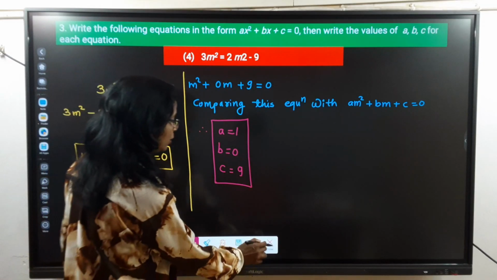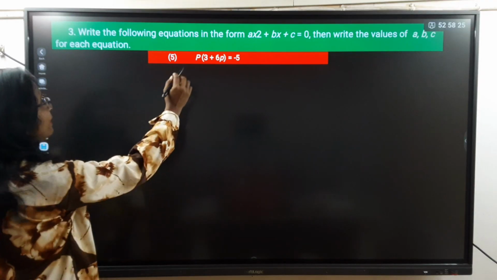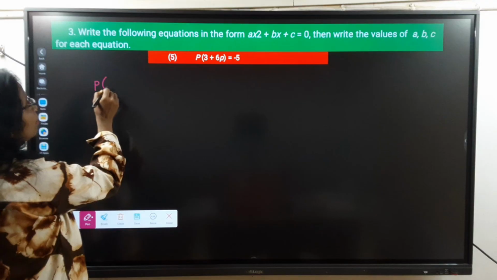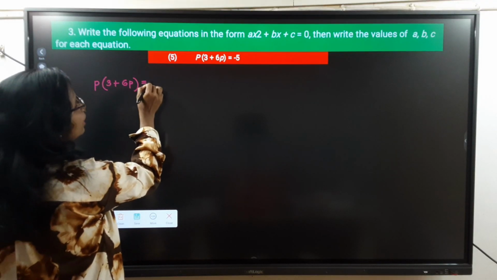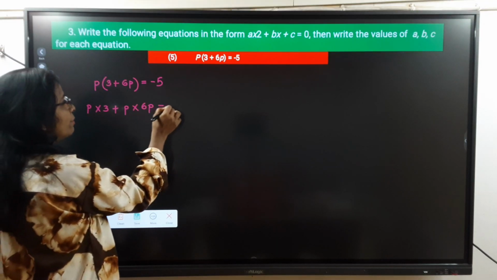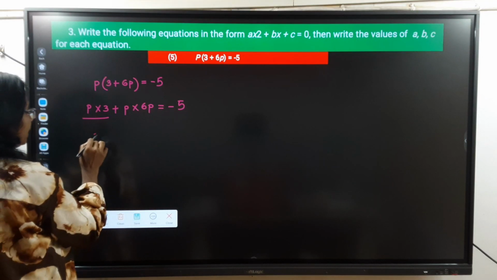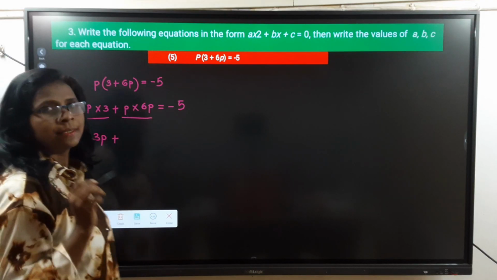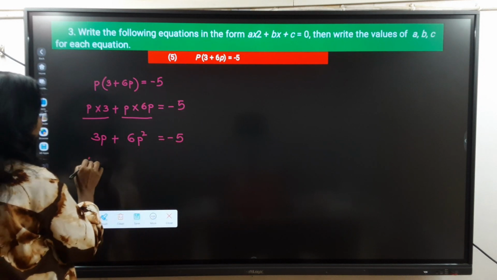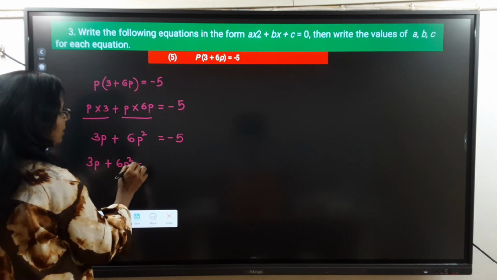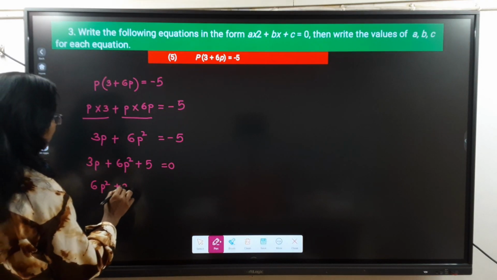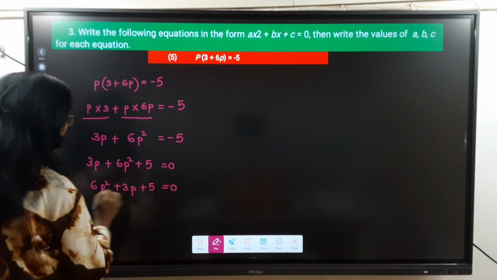Okay. The next example, students. The next example is p multiplied by 3 plus 6p is equal to minus 5. So first write down the equation: p multiplied by 3 plus 6p is equal to minus 5. So p multiplied by 3 plus p multiplied by 6p is equal to minus 5. Therefore, the product of p and 3, that is 3p, plus the product of p and 6p, that is 6p square, is equal to minus 5. Now shifting the minus 5, it will be 3p plus 6p square plus 5 is equal to 0. Now arrange the terms: 6p square plus 3p plus 5 is equal to 0.